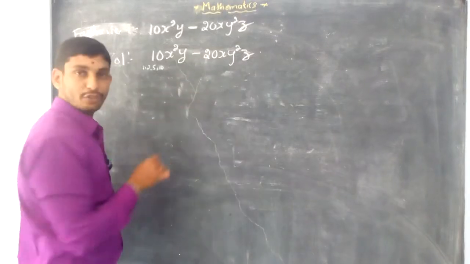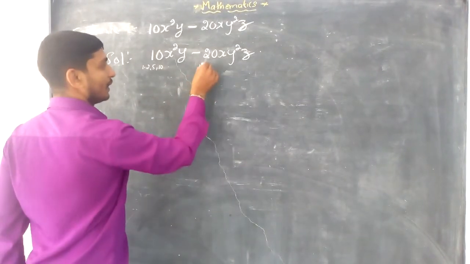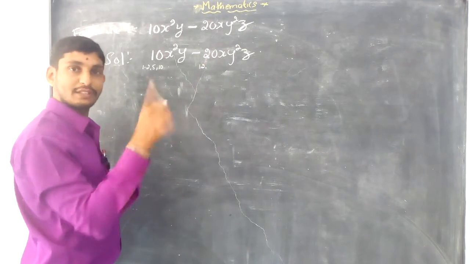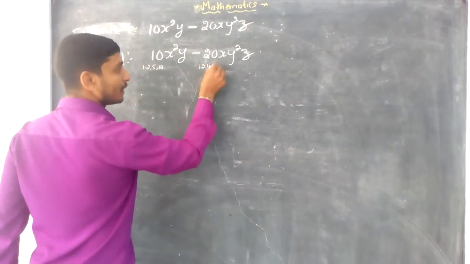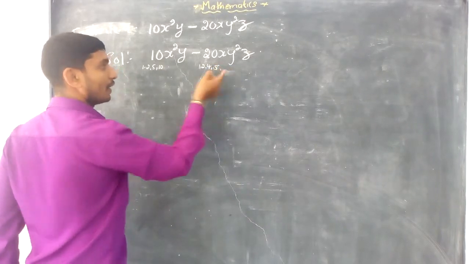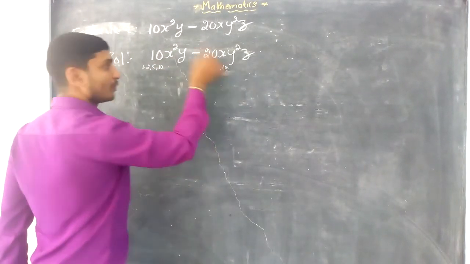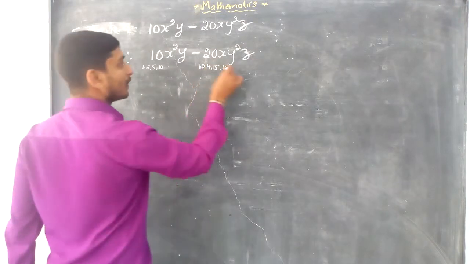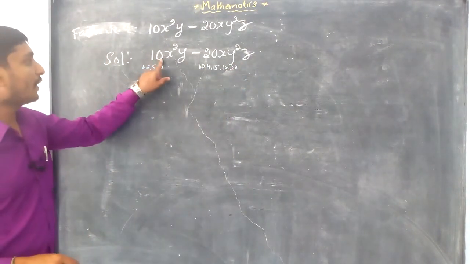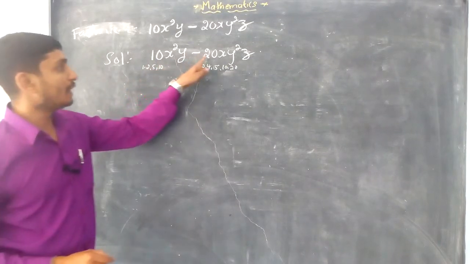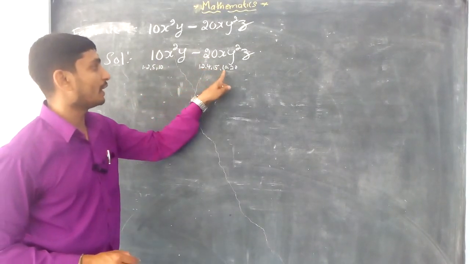Similarly, write the factors of 20. Yes, 1 divides 20, 2 divides 20 because 2 10s are 20. Then 4 divides 20 because 4 5s are 20. Then 5 divides 20 because 5 4s are 20. Then 10 divides 20 because 10 2s are 20. Then 20 divides 20 because 20 1s are 20. Yes, 10 ನ factors ಬರ್ತಾಯಿತು 1 2 5 10. 20 ನ factors ಬರ್ತಾಯಿತು 1 2 4 5 10 and 20.